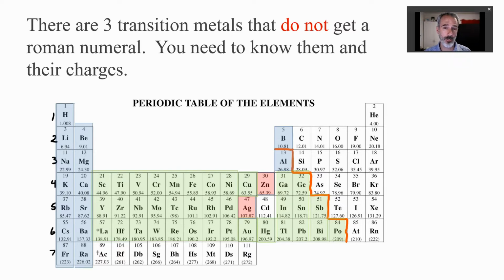But zinc and silver, if you ever see a compound like zinc chloride, it's just zinc chloride, no Roman numeral. If you ever see silver bromide, it's just silver bromide, no Roman numeral. So those two you got to keep an eye out for, and you need to know their charges. Zinc is 2 plus. Silver is 1 plus. Now how do I remember that? Because you got to know it.